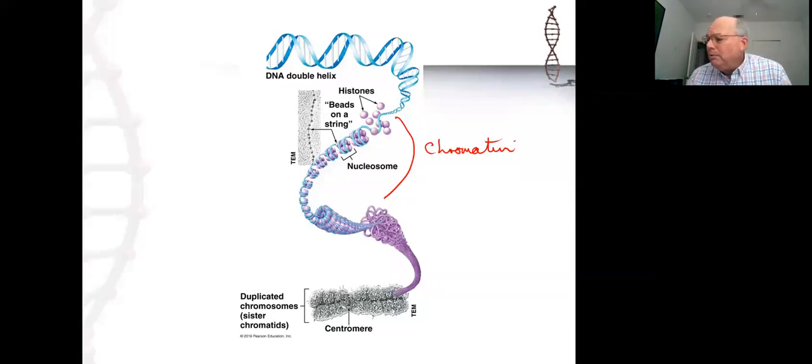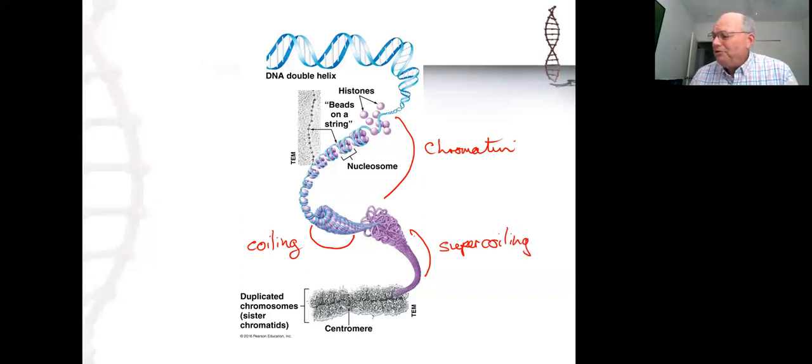Then when the chromosome condenses, it goes through two steps. So it has this step, which is called coiling. And it's pretty obvious why it's called coiling, because it wraps itself up in a coil. And then it layers itself this way, and this is called supercoiling. And these two together are coiling and supercoiling.